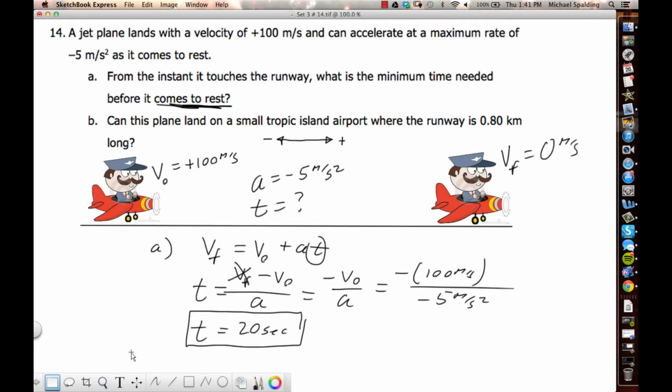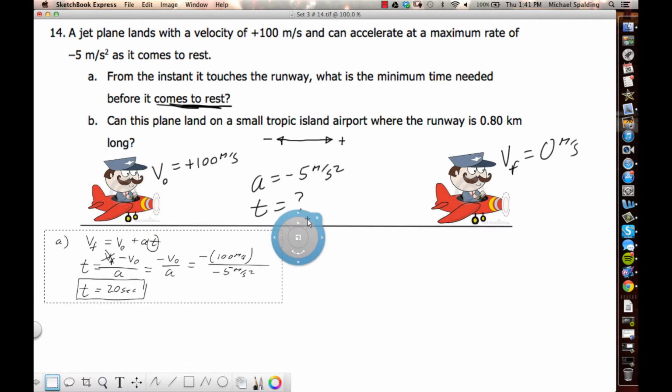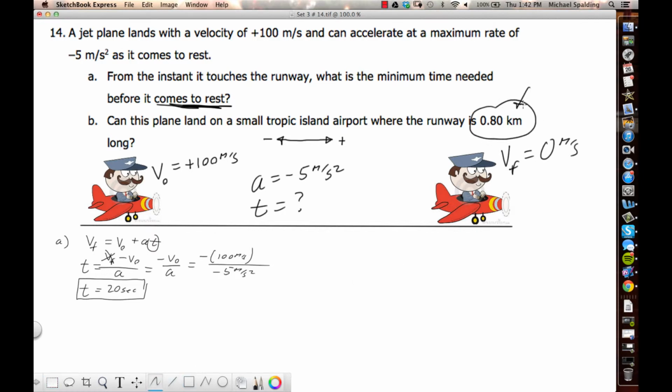Okay, now part B wants us to figure out, could this airplane land on a small tropic island airport where the runway is 0.8 kilometers long? Ooh, tricky here. What do we have to do to this 0.8 kilometers? That's 800 meters. So what are we solving for here? X. We're solving for the displacement from here over to here.